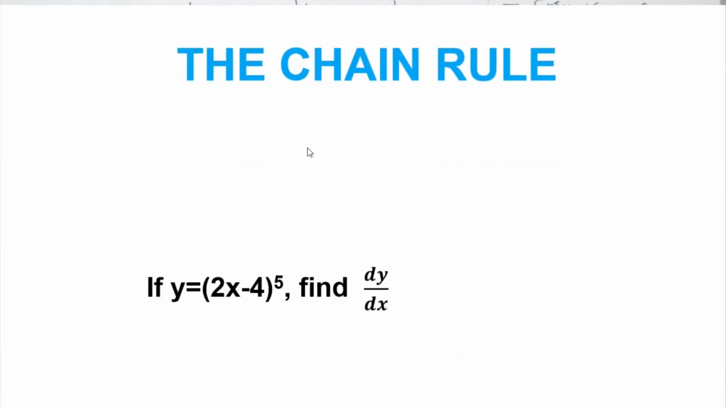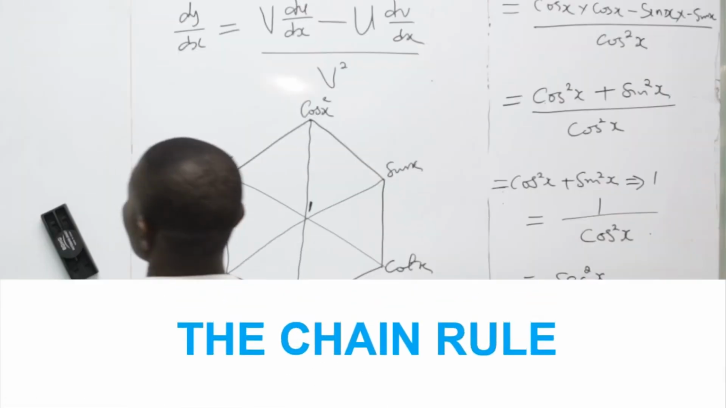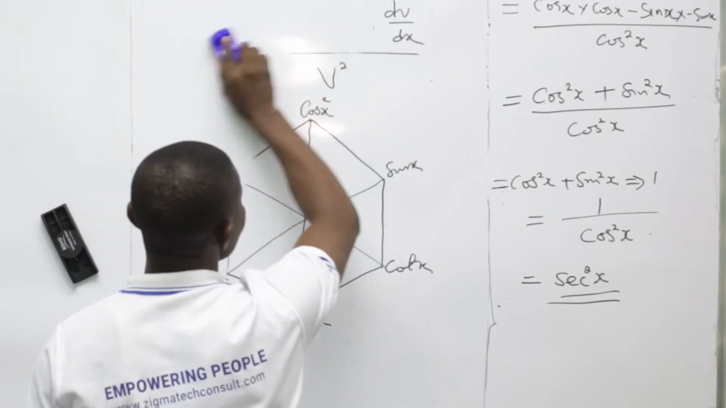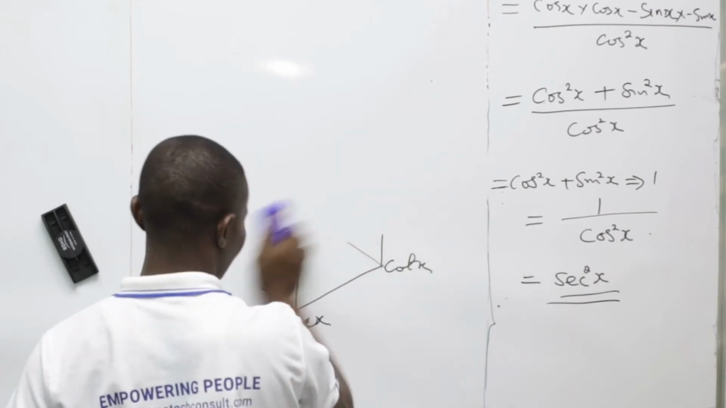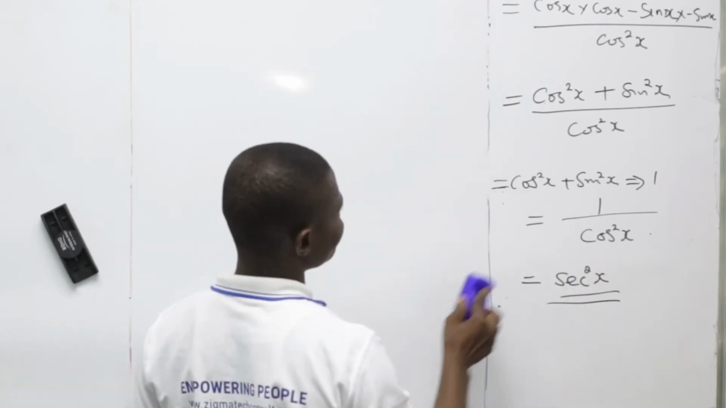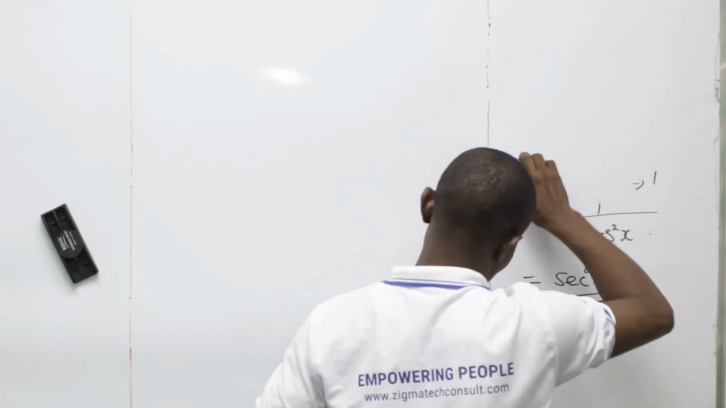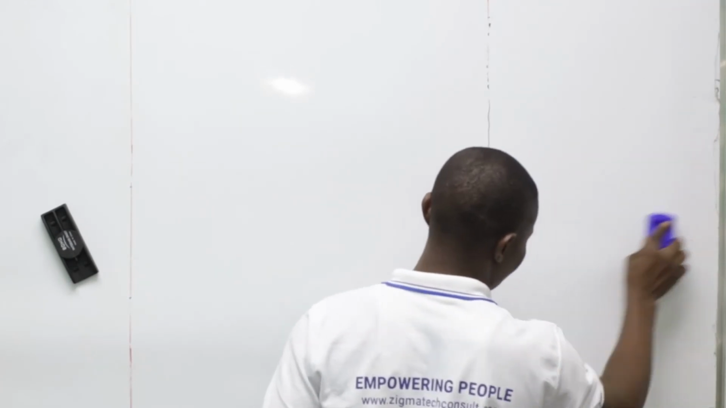Chain rule is the next in this topic. The chain rule means function of function. That is when you have a particular function operating, and another one is still in it.